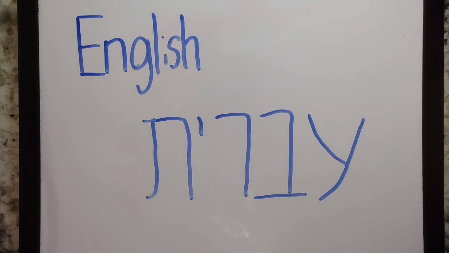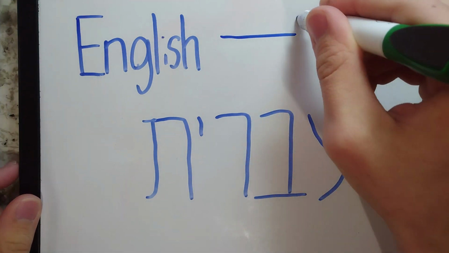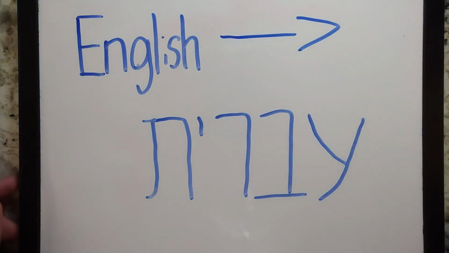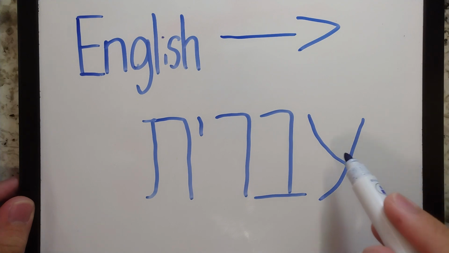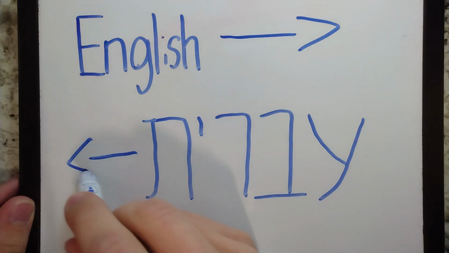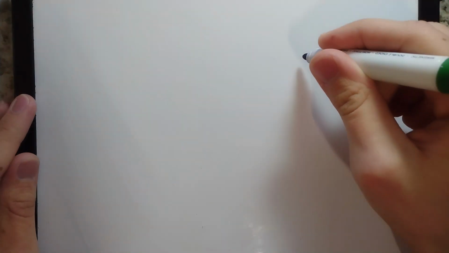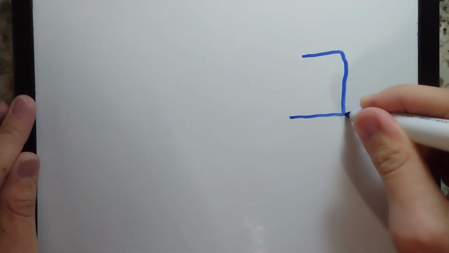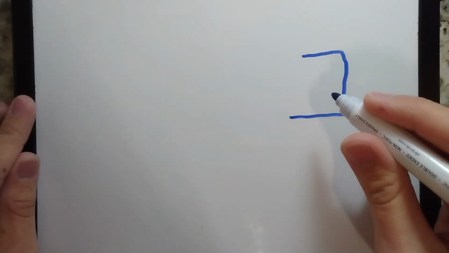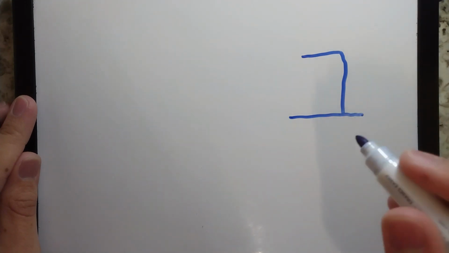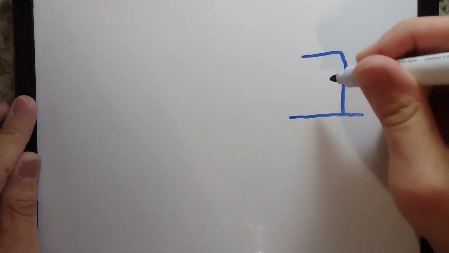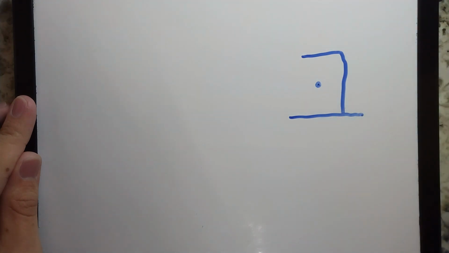In English, we write from left to right. But in Hebrew, they write from right to left. So, the first letter of a word will be on the right side of the page. Let's make a word that starts with the letter Bet, which goes on the right side since it's the first letter in the word. Inside the Bet, we are going to put a Dagesh.